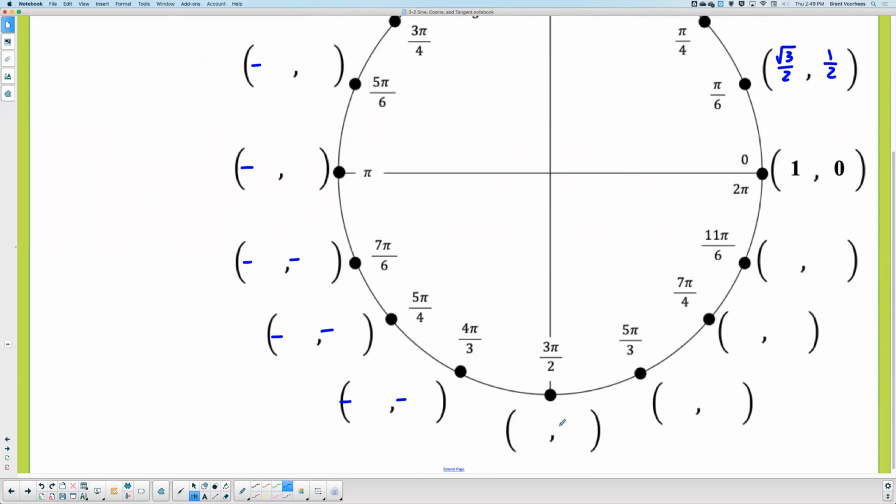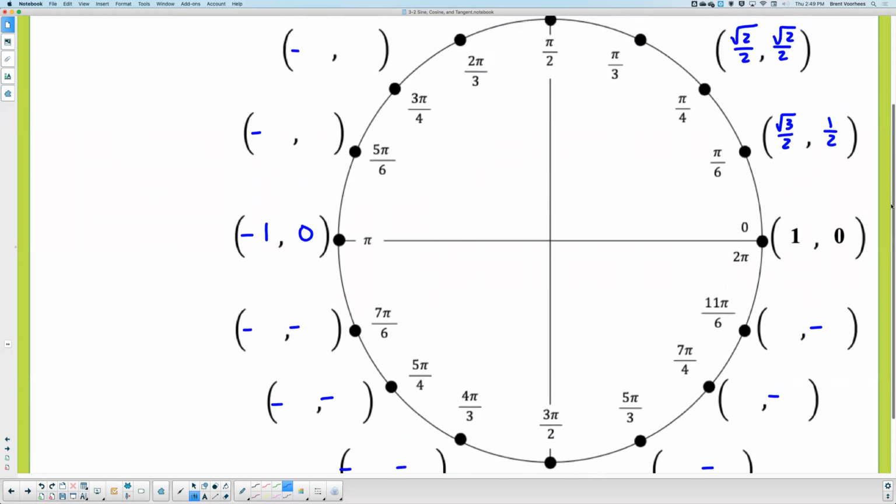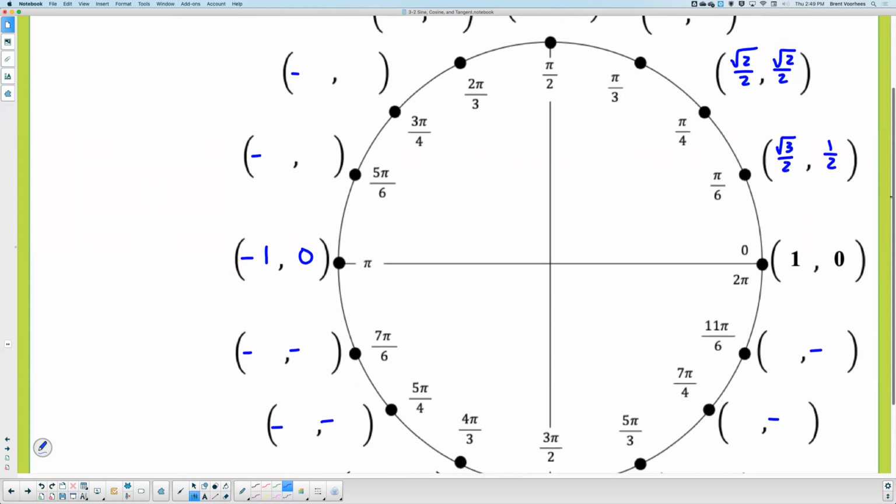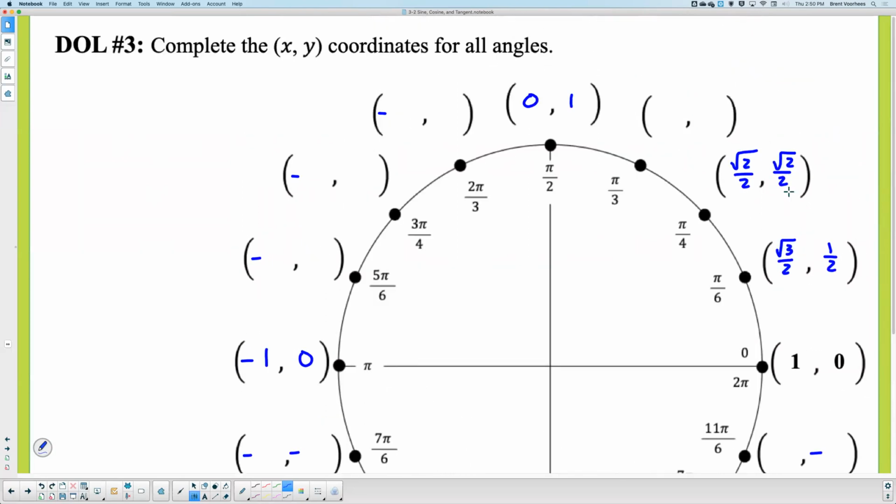And then when you get here, let's go ahead and fill in this point. What would the coordinates be for this point? (0, -1). And let's go ahead and fill in this point. What's pi going to be? (-1, 0). Okay. When you get over here, it's just going to be y's that are negative. Y is negative here? Yeah, y's are negative when you're down low. X's are negative on the left. You can go ahead and fill in the rest there. I'll give you a moment to work on that.